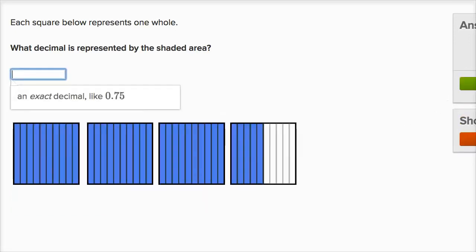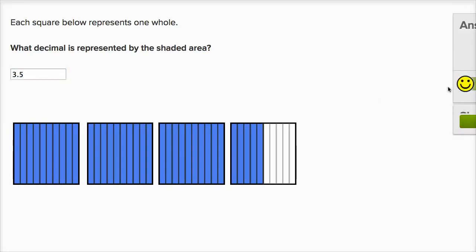Let's do another one of these. So same thing. What decimal is represented by the shaded area? So we have 3 wholes, and then this whole is divided into tenths. Now it's divided into these vertical bars. We have 1, 2, 3, 4, 5, 6, 7, 8, 9, 10 vertical bars. They're equal, so it's divided into tenths, and we've shaded in 5 of them. So this one over here is 5 tenths. So it is 3 wholes and 5 tenths. So it's going to be 3 wholes, and in the tenths place, we would put 5. 3.5. 3 wholes and 5 tenths.